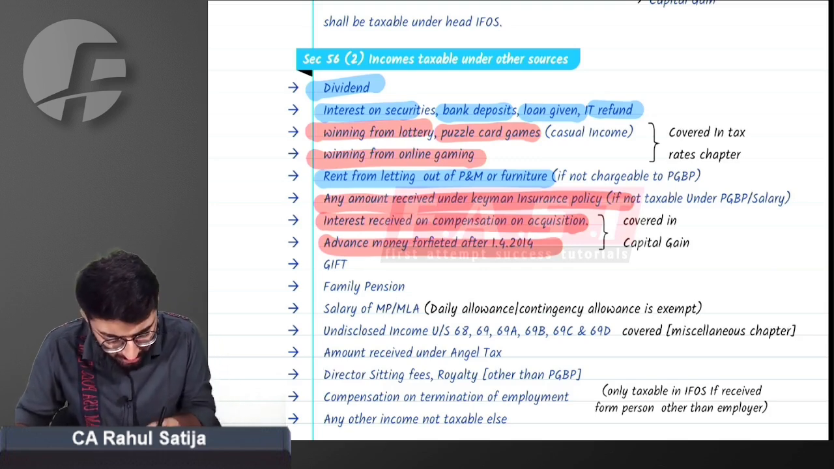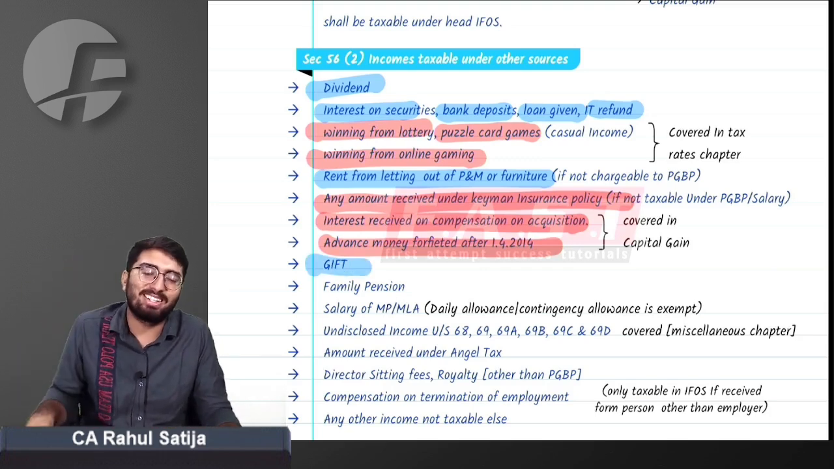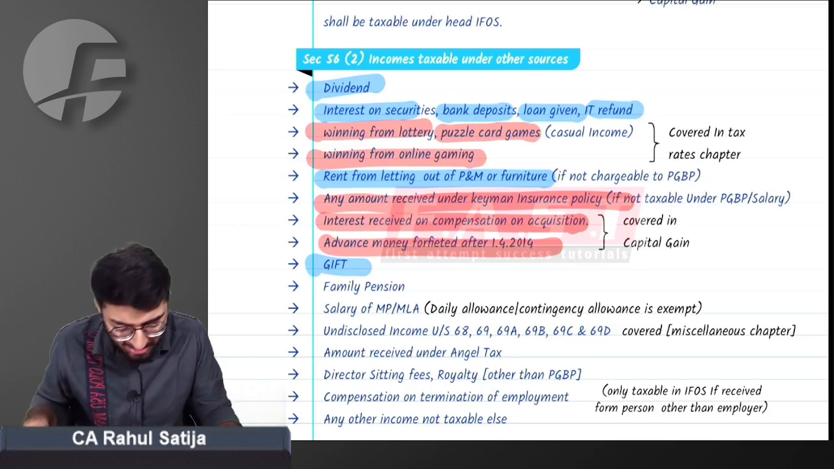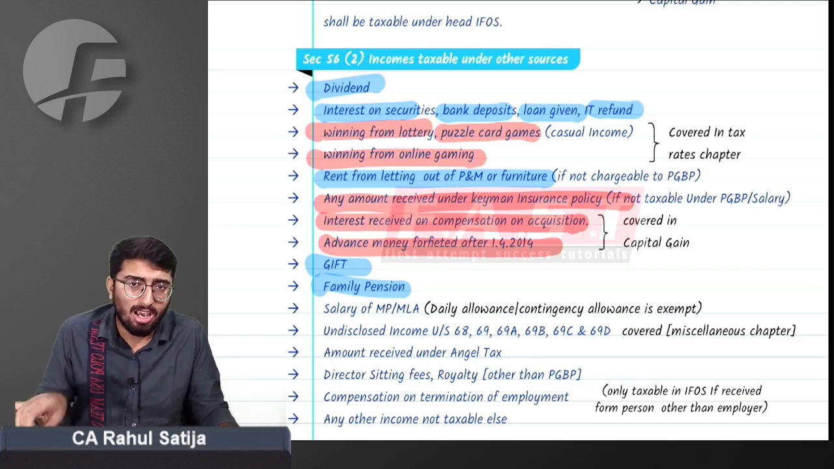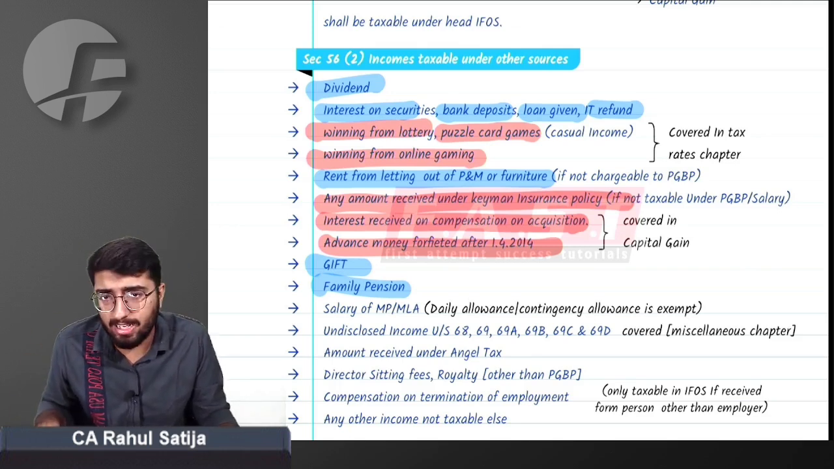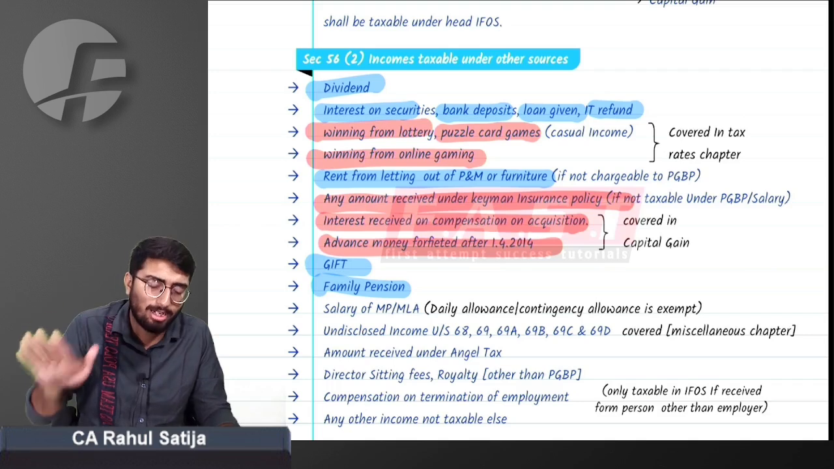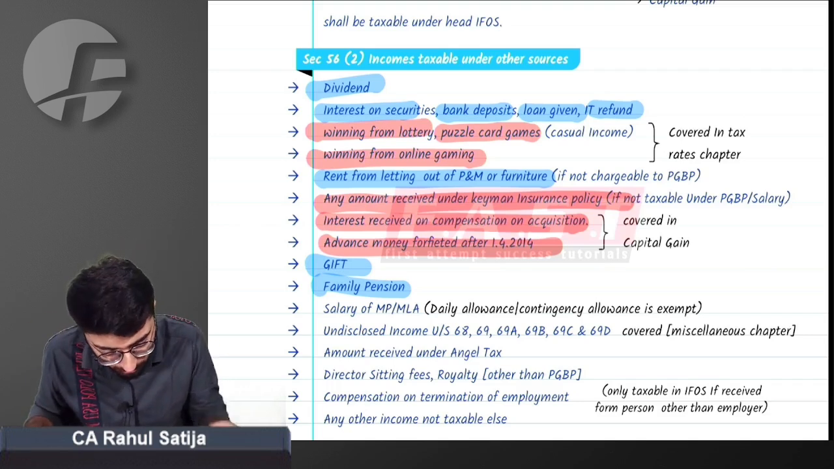Taxability of gift: if you are receiving any gift, it will be taxable under the head IFOS. We will study about this later on. Any family pension received after the death of the employee will be taxable under other sources. How taxability arises, we'll study.